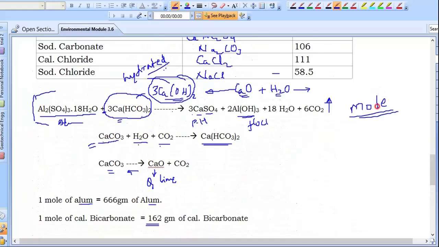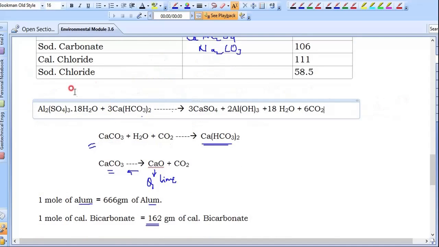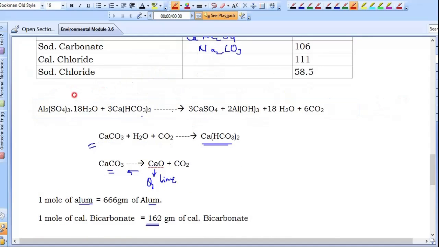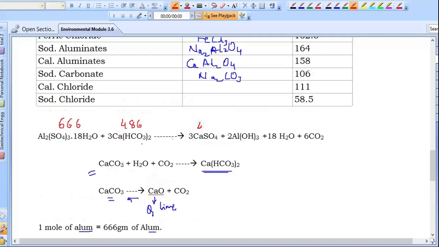Come here to the equation. Now see, alum is how much? 666. When we add 666 of alum, it consumes 486 of calcium bicarbonate. It produces 408 of calcium sulfate. Then it produces aluminum hydroxide, that is your 156. Then it produces 18 H2O, 18 times 18. Then it produces 6 CO2, 6 into 44.